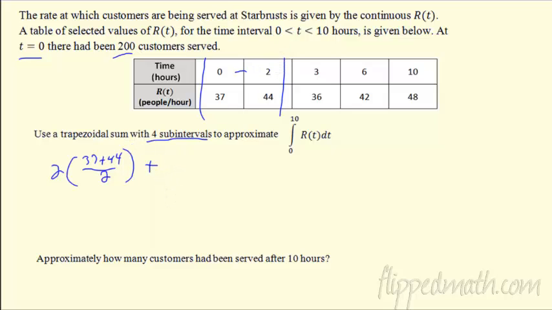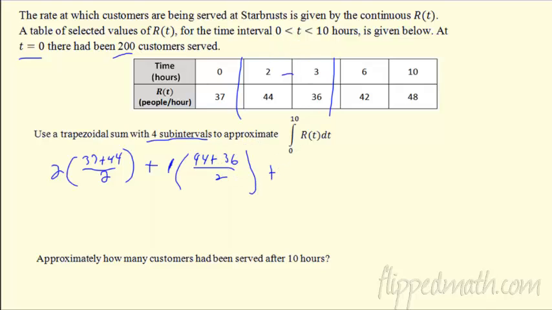Plus, let's look at the next one, and maybe I can just slide that over. Oops, it's not a group. That would have been nicer if it would all slide over together. So now I'm going to look at this one. What am I doing here? The difference between 2 to 3 is 1. And then what are my bases here? I've got 44 plus 36 divided by 2.